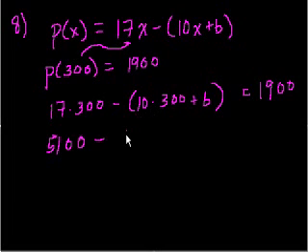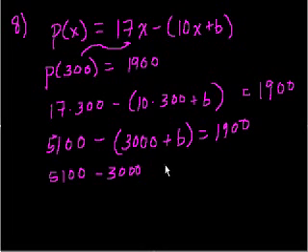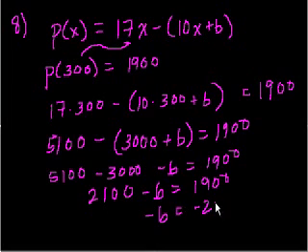Minus, and what's 10 times 300? That's 3,000. 3,000 plus B is equal to 1,900. And then we get 5,100 minus 3,000 minus B is equal to 1,900. What's 5,100 minus 3,000? 2,100 minus B is equal to 1,900. Minus B is equal to, subtract 2,100 from both sides, minus 200. B is equal to 200. And that is choice E.